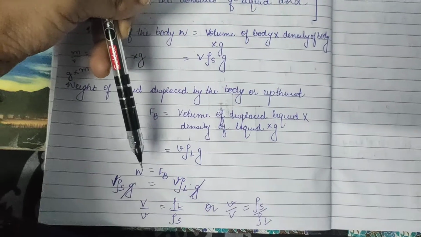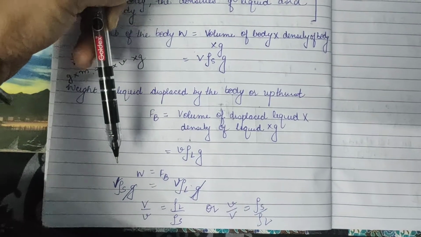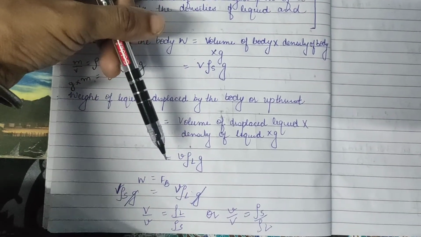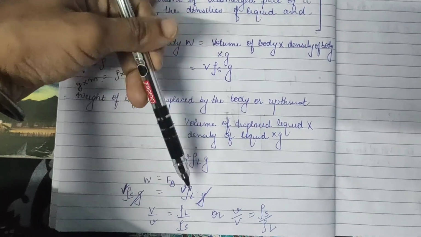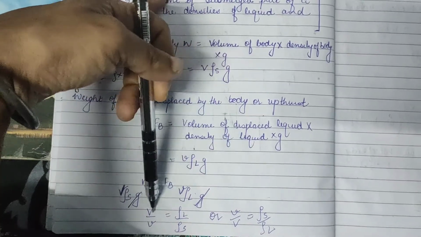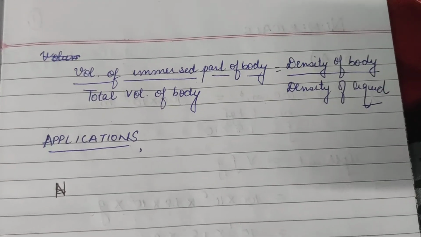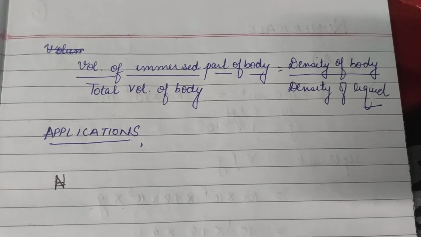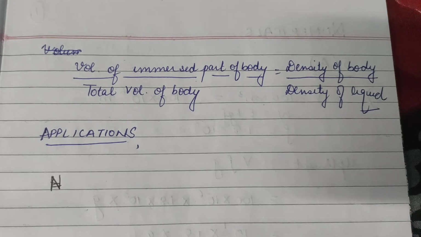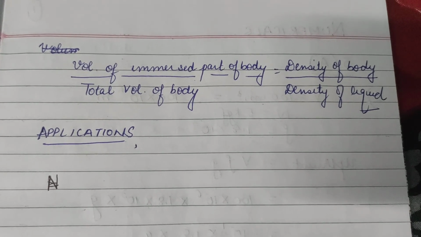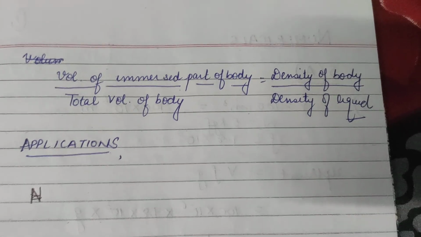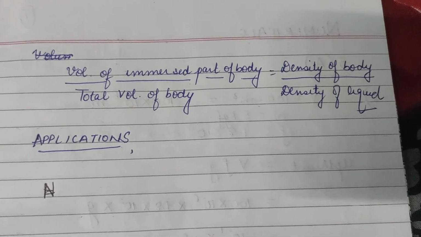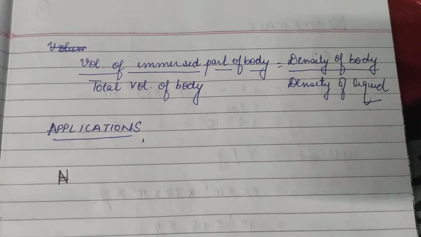Now in case of floating, W is equal to Fb. Using the formulas, V rho L g and V rho S g, the g gets cancelled, and comparing we get this equation: volume of immersed part of body upon total volume of body is equal to density of the body upon density of liquid. Applications you have already read, so I am not writing them here. I am sending you the PDF of the numericals.